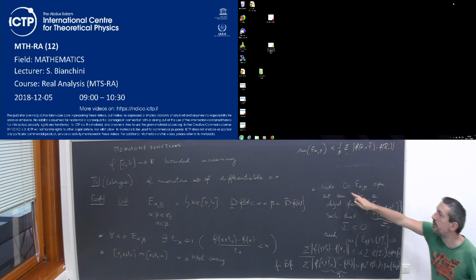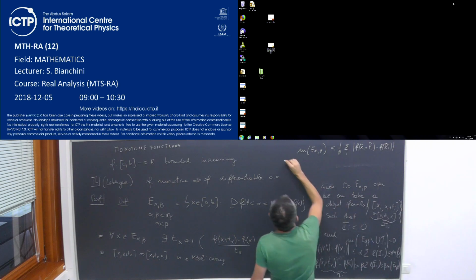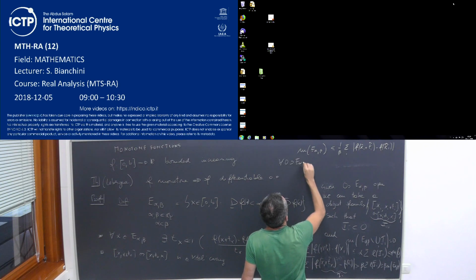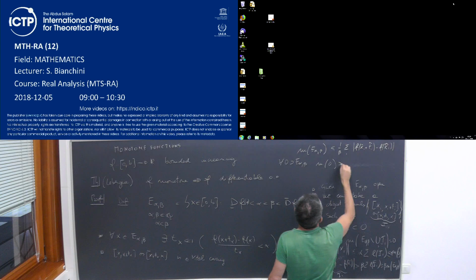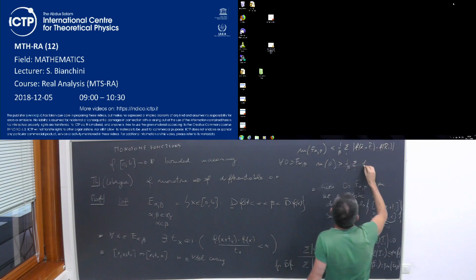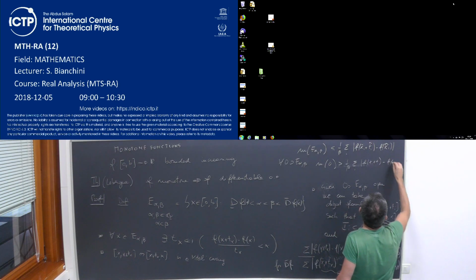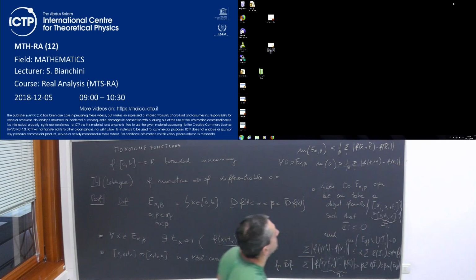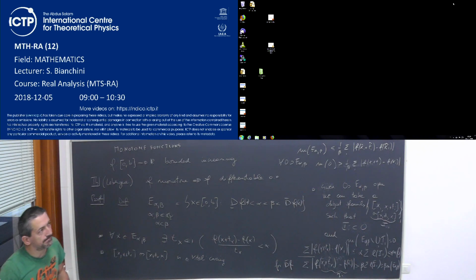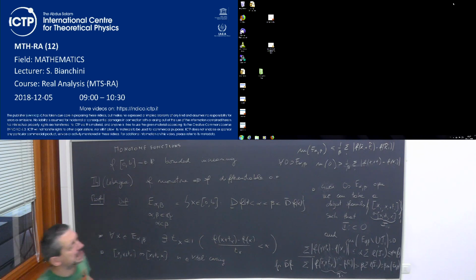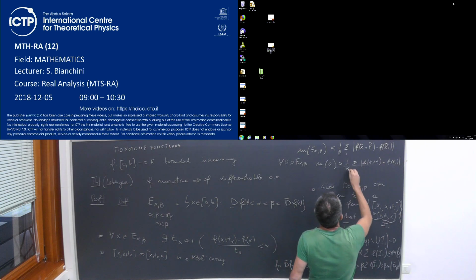And on the other hand, for any open set which contains it, the measure of the open set is larger than 1 over beta. And now these are the originals. How to conclude? Yeah, this is alpha over here, of course. And alpha is less than beta.